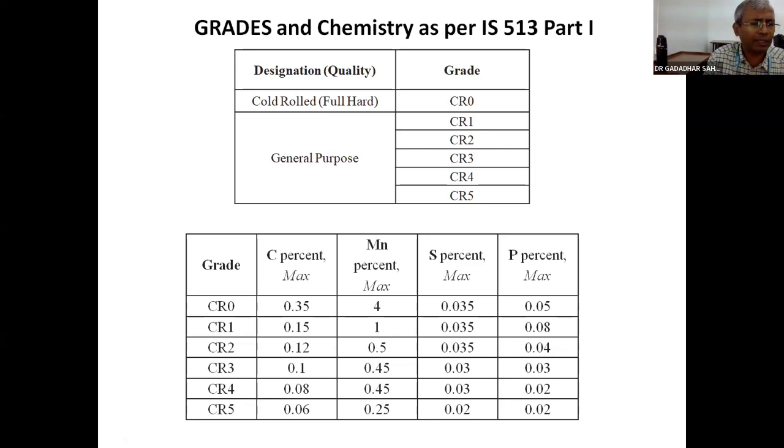So the chemistry range is also immaterial, because often what happens is, when a specification is made, they try to keep the maximum limit as high as possible. So if you see IS 513, the carbon content maximum is relatively very high compared to other grades and other specifications. But anyway, this is what I'm telling: what is in the specification.